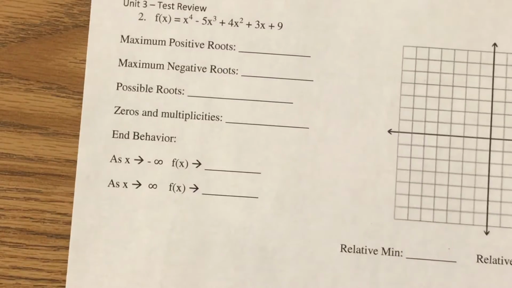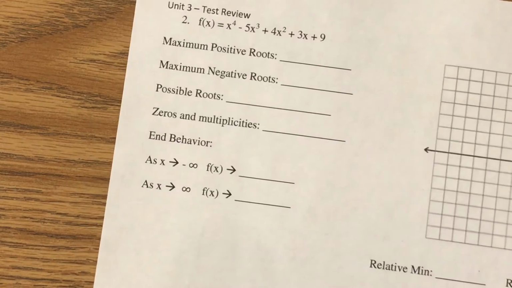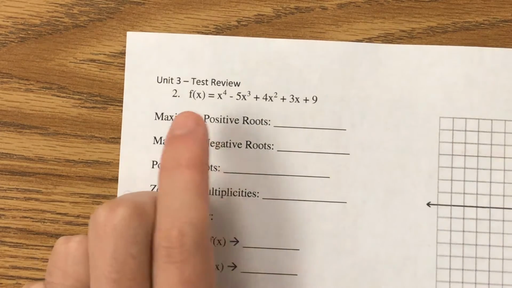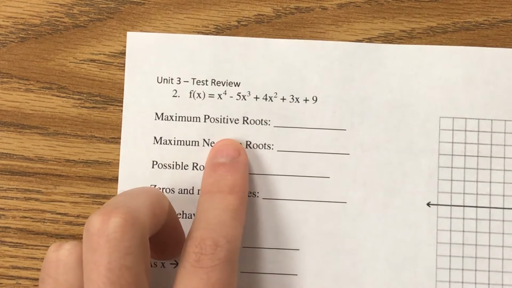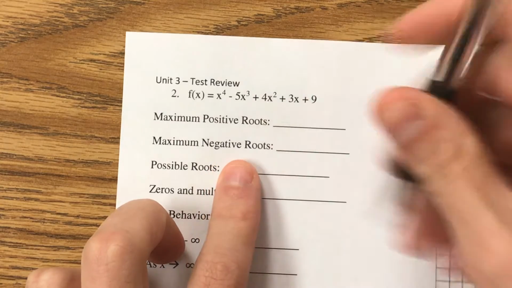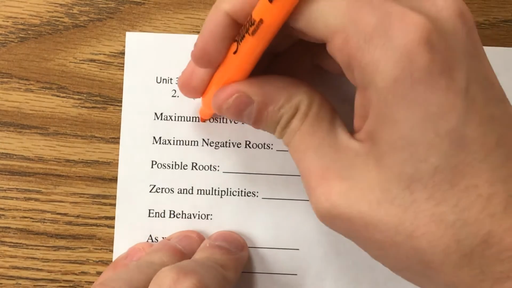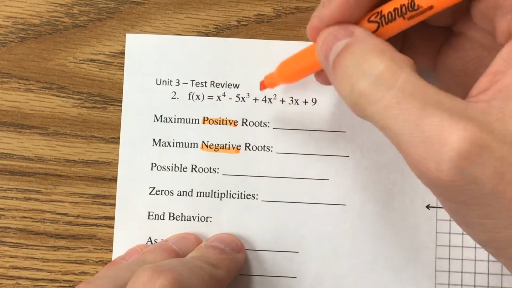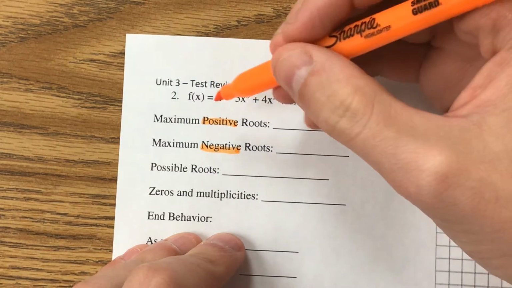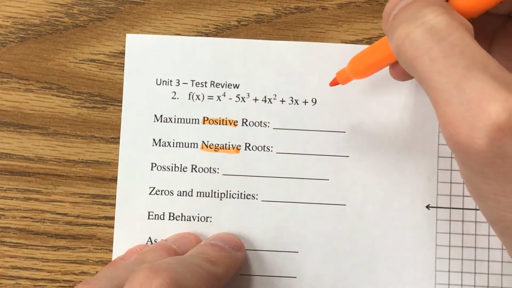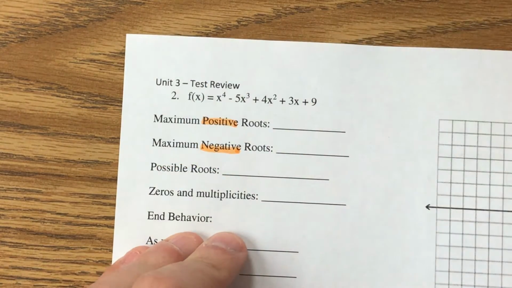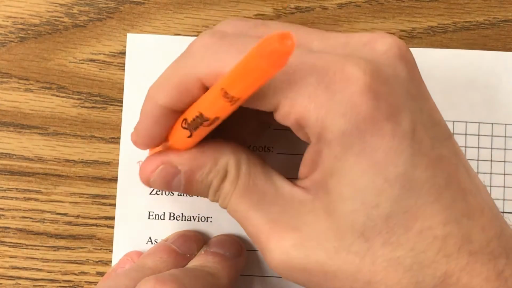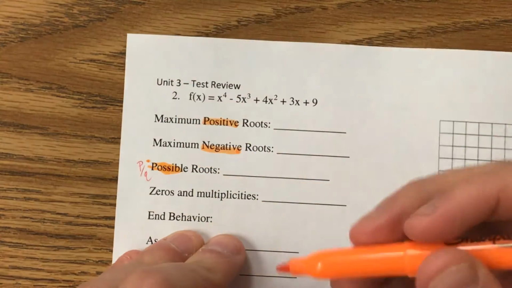For the second side, it's just more practice of the same thing. So let's do it again. Maximum positive roots. These and negative roots. Once again, those are the keywords, positive and negative. That's the whole seeing whether they're positive or negative, right? The sign changes. If it's positive versus negative, you're counting how many times. Whereas the possible roots, this is the P over Q thing, right? Possible. Those are the keywords you really need to memorize.